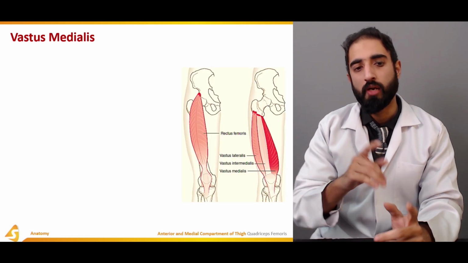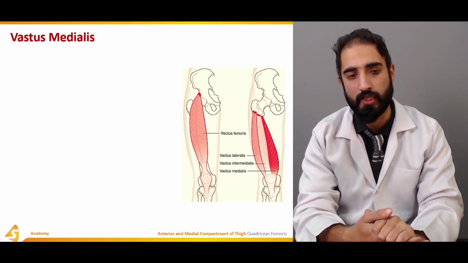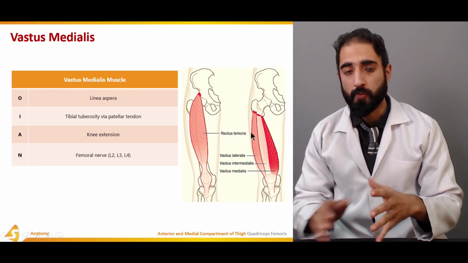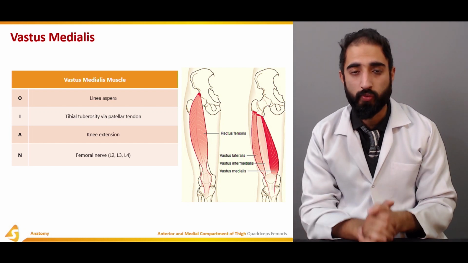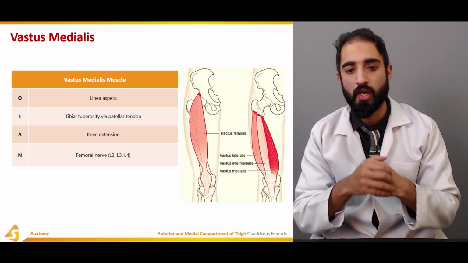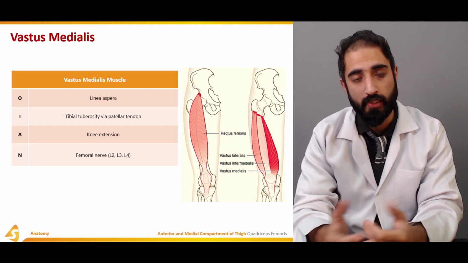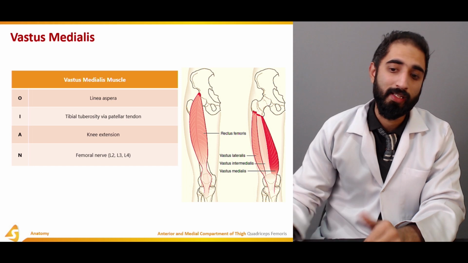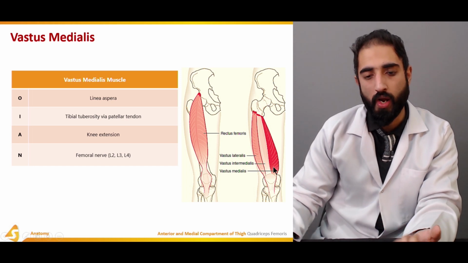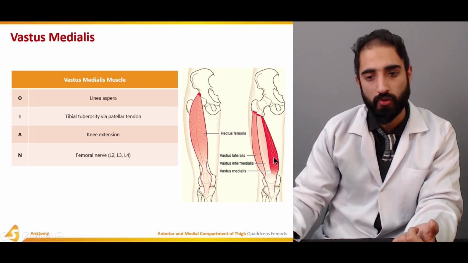Now talking about the muscle which is opposite to the vastus lateralis, located on the medial side, is the vastus medialis, and once again the attachment starts off from the posterior aspect through the linea aspera, and then it moves anteriorly, and then it inserts into the tibial tuberosity via the patellar tendon. But once again, the orientation is such that it not only pulls the patella upwards causing knee extension, but also pulls it medially.